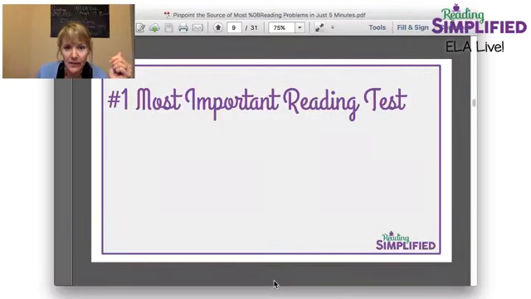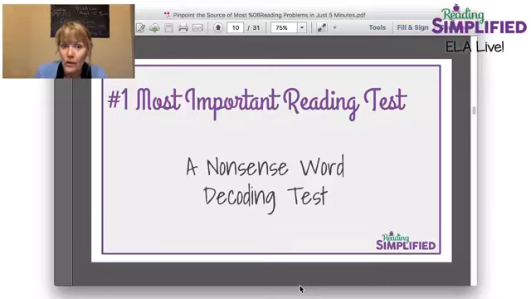Let's see if I can advance my slide. And surprisingly, what I find over and over again after 20 years of working with students myself and working with teachers who are working with students is that the most important test that's missing, that tells me where the problems are, is a nonsense word decoding test. And I know that may be very surprising and unexpected for many of us, but please open your minds and hear me out, okay?